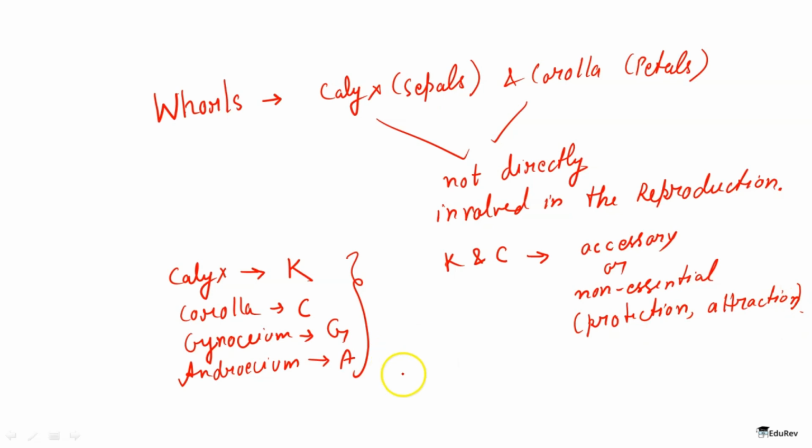Okay, now come to G and A, that means gynoecium and androecium. These are our essential whorls, right? These are essential. Why? Because they are directly involved in the process of sexual reproduction and they form spores. So that's why they are known as essential whorls.